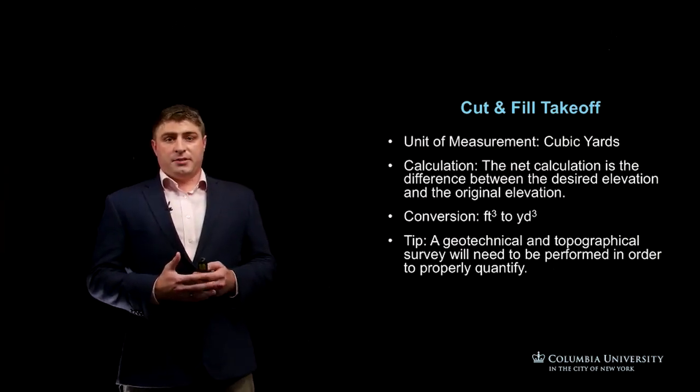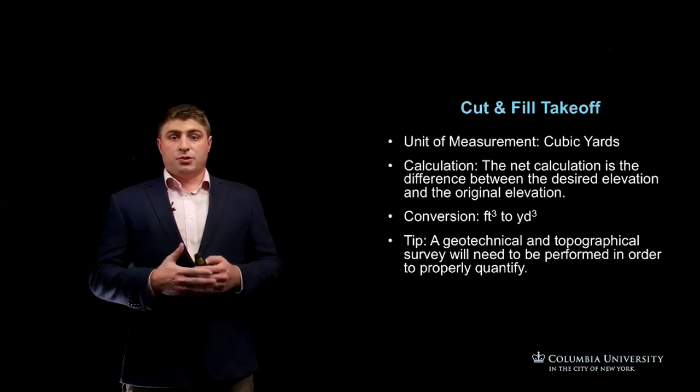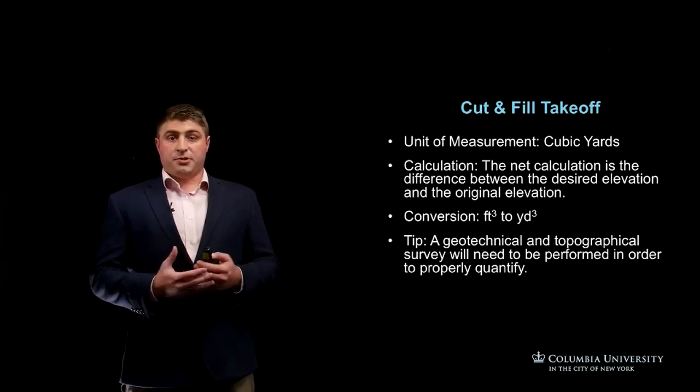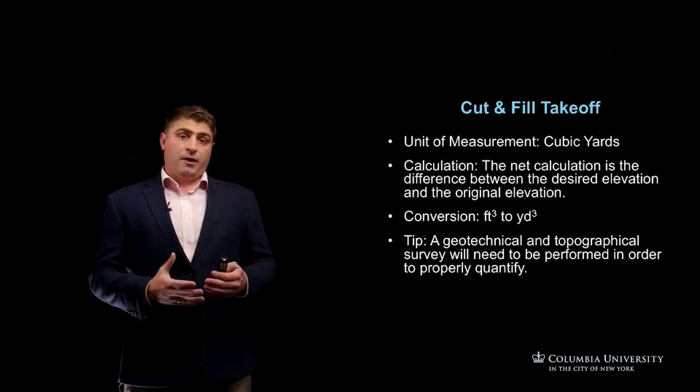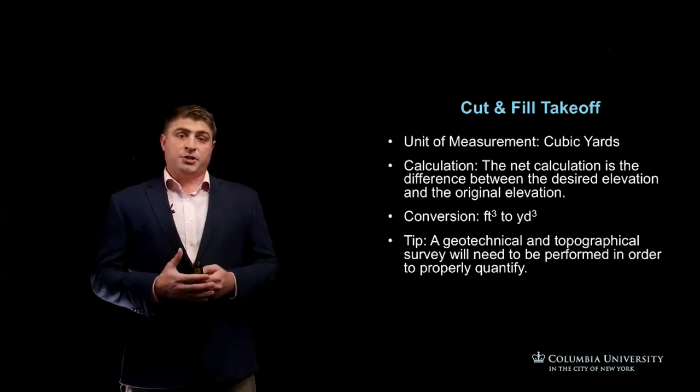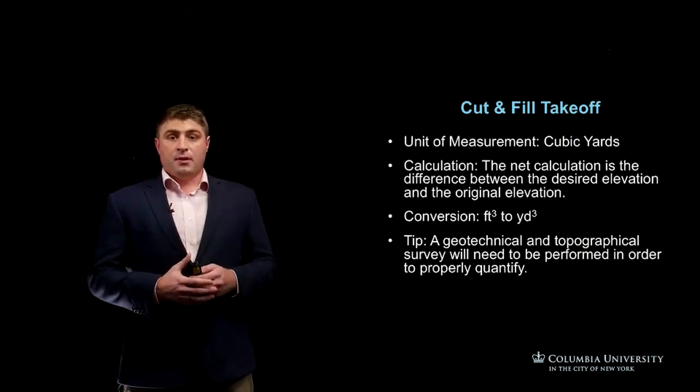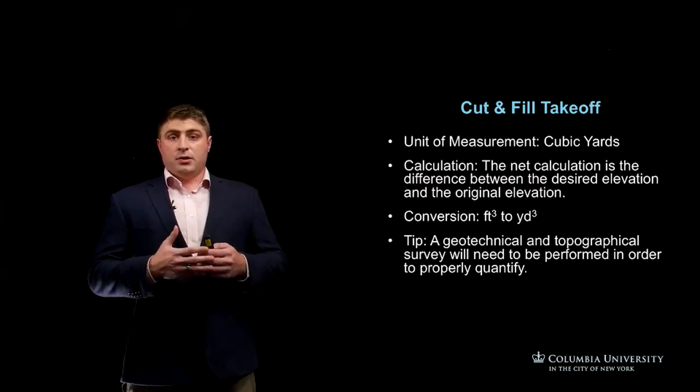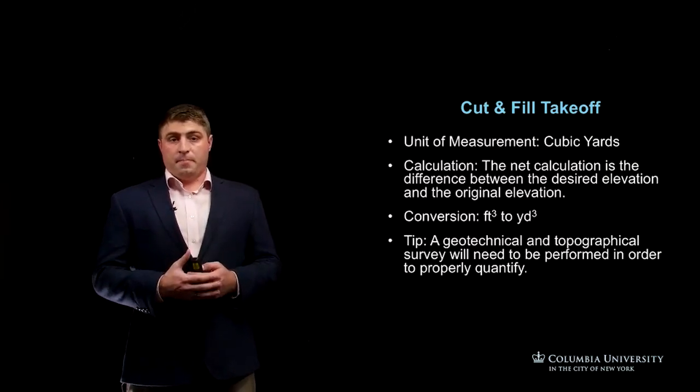If a section of land is 2,000 feet by 650 feet by 24 inches deep, the calculation would thus be 2,000 by 650 by 2 feet, for a total amount of 2,600,000 cubic feet. Then you will divide 2.6 million cubic feet by 27.